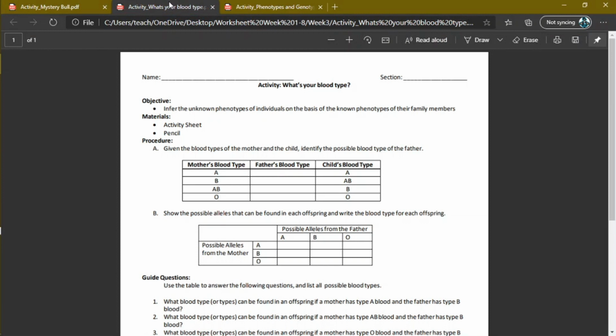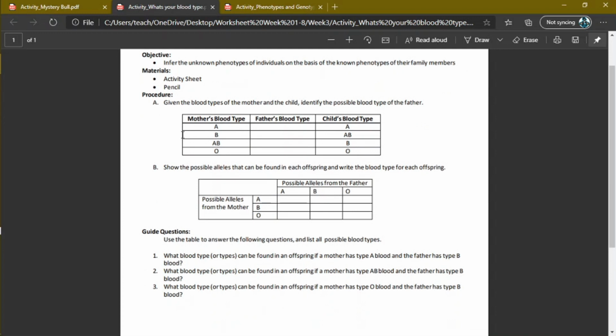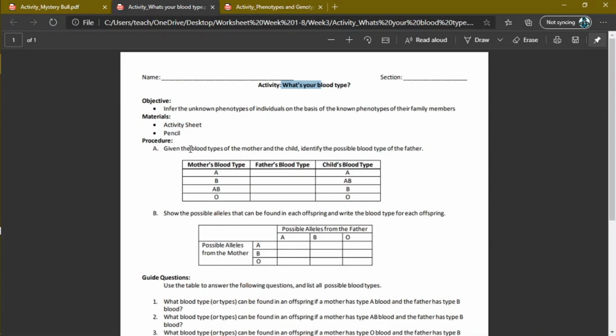On the third day, you are going to watch part 2 of that video. Then on the fourth day, you are going to answer the activity, What's your blood type? There are 2 problems in this activity. In Activity A, you are going to determine the possible blood type of the father based on the blood type of the mother and the child.